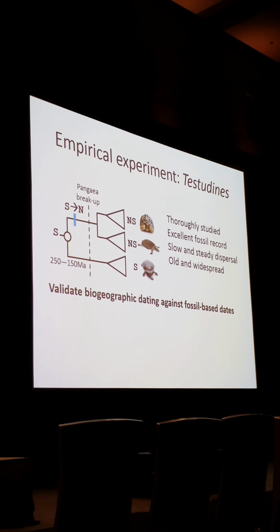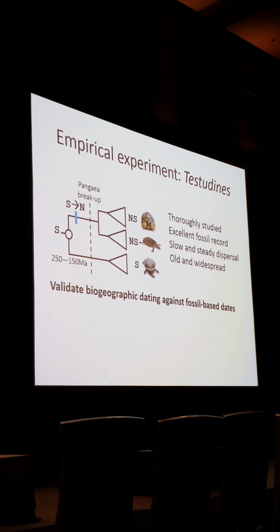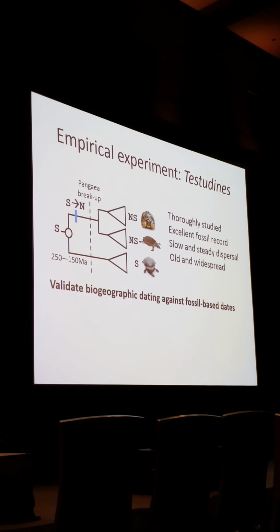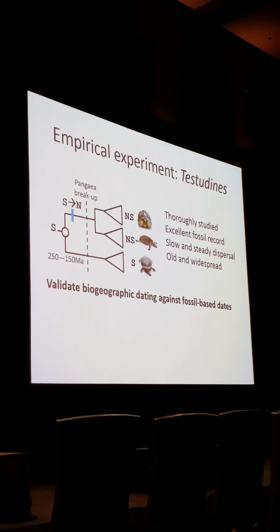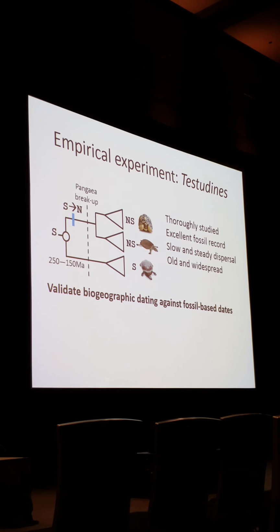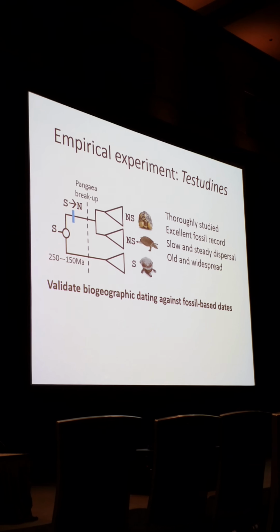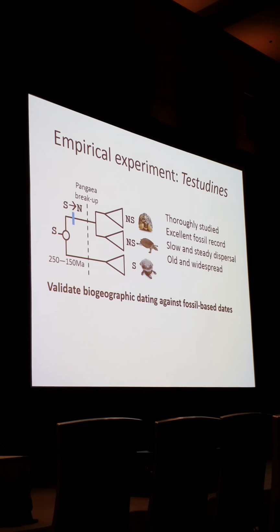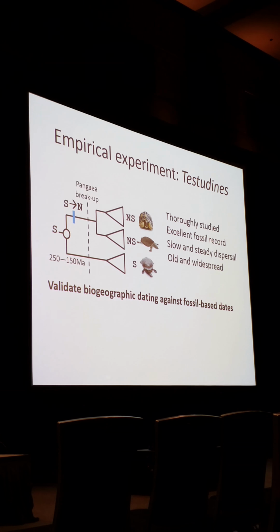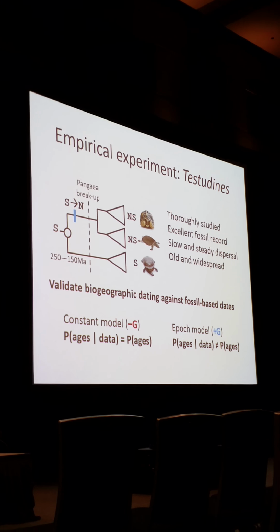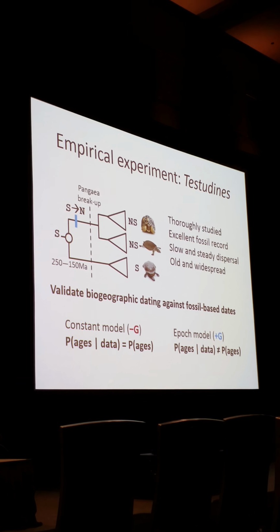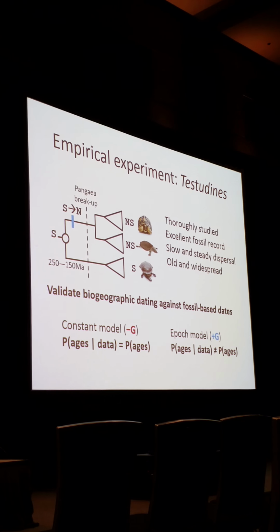Now, the system's particularly nice because with their fossil record, there have been numerous estimates for the root age of the group, only using fossils. So what I can do is try to estimate the date using only biogeography without any fossil evidence, and see if I can get consistent estimates with what's reported in the fossil-based literature. Now the model's set up in the same way, where I expect that when I ignore geography, I have the same root age distribution. When I condition on it, I hope to see a peak.